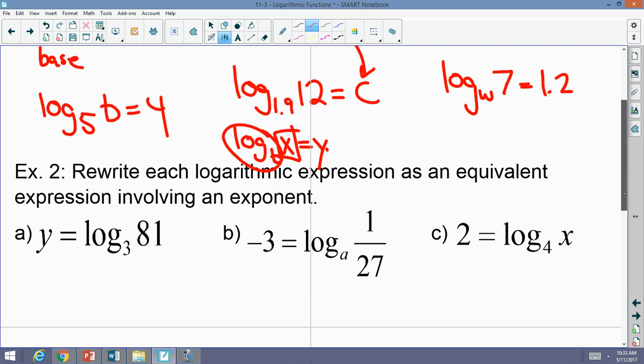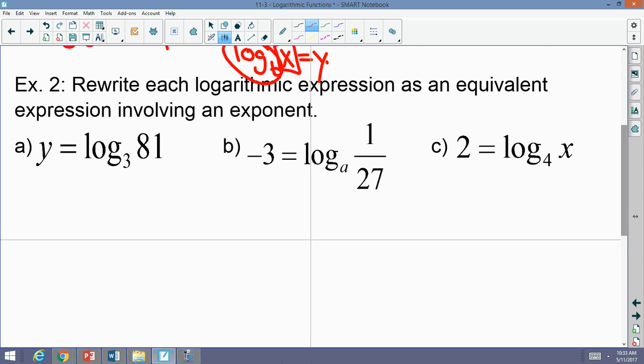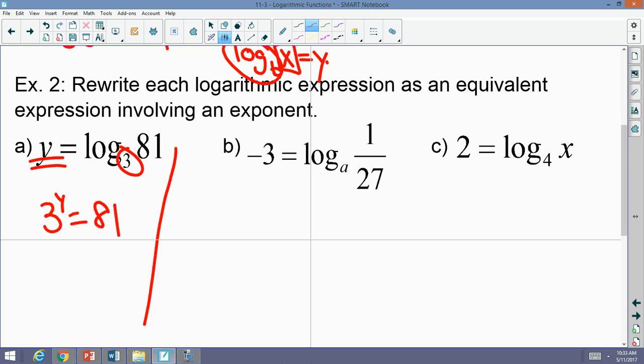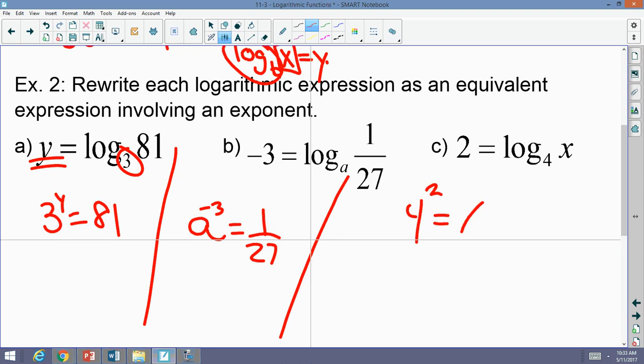Now let's go log to exponential. What's the base here? So 3 to the y power equals 81. How about here? What's my base? So a to the negative 3 power equals 1 over 27. Excellent. How about here? What's my base? So 4 raised to the second power equals x.